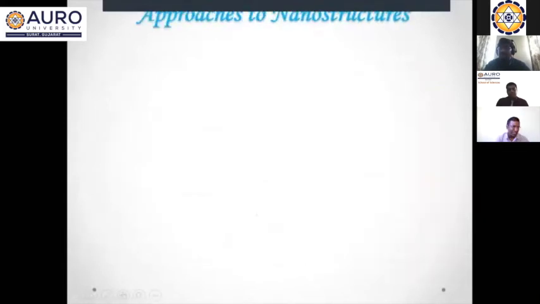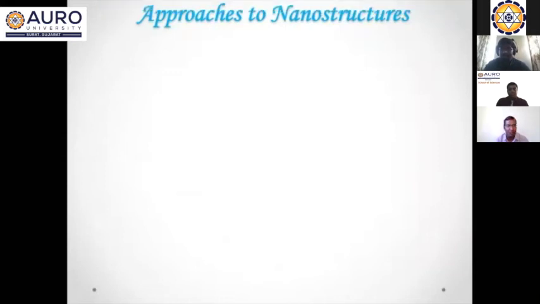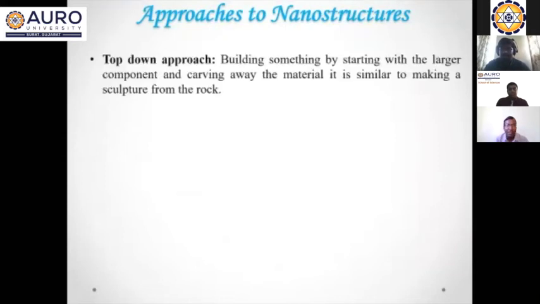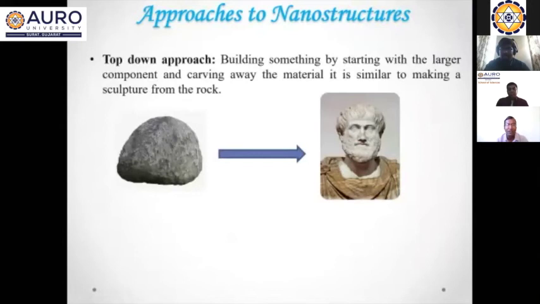So the question is how we can prepare this kind of nanostructures or nanomaterials. There are two approaches to prepare these nanostructures. One is the top-down approach, like building something by starting with the larger component and carving away the material. It's similar to making a sculpture from the rock. Just imagine that this rock is your bulk material and the statue is your nanomaterial. So carving this rock and making this statue is like the top-down approach.